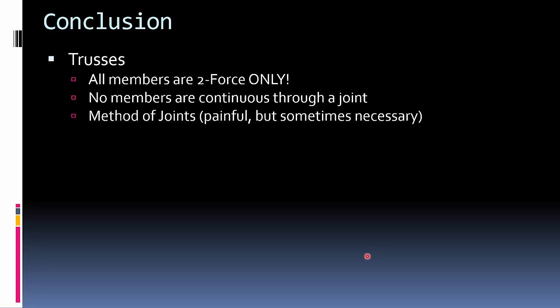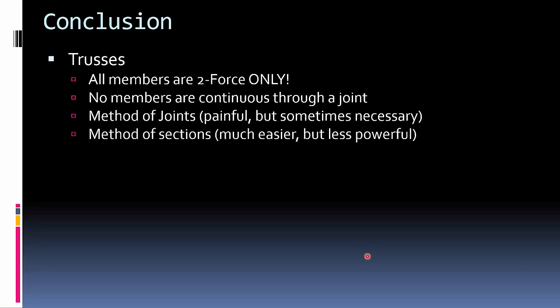The method of joints is the painful but sometimes necessary process. It's when you go through each step, joint by joint, and you figure it all out. When do you use that? Only when you have to is the short answer, right? Try to avoid it because it's a whole lot of steps, but if you need the answers for every single member, it's just what you have to do.